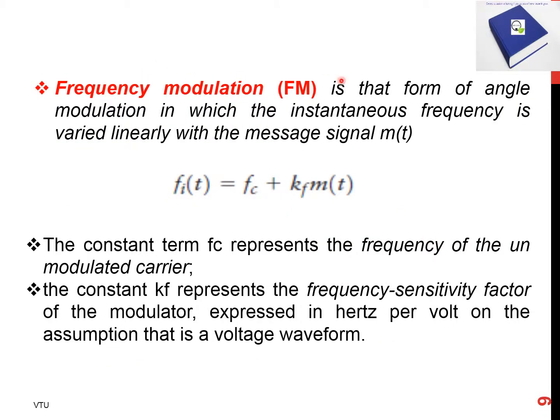Now frequency modulation. So in case of frequency modulation, the instantaneous frequency is varied linearly with the message signal m of t. So I can write fi of t equal to fc plus kf m of t. Fc represents the frequency of unmodulated carrier. Kf is the frequency sensitivity factor expressed in hertz per volt, on the assumption of the voltage waveform.